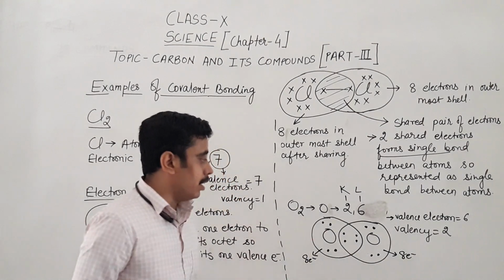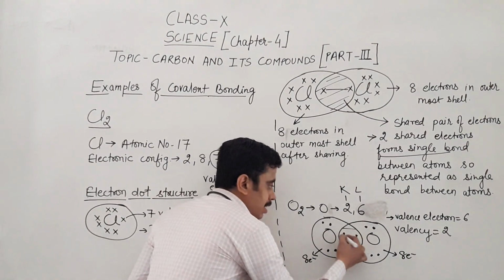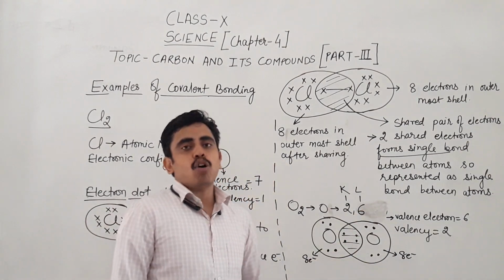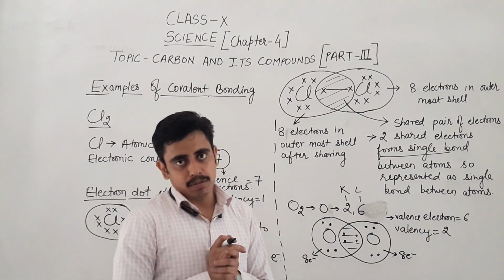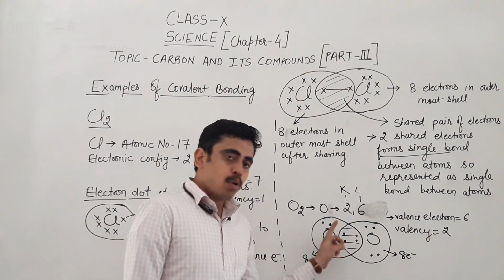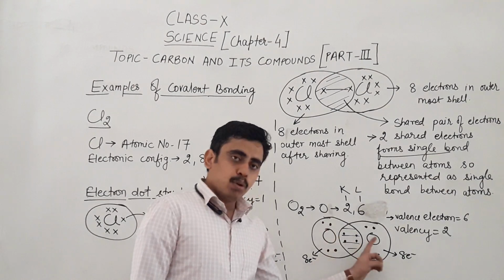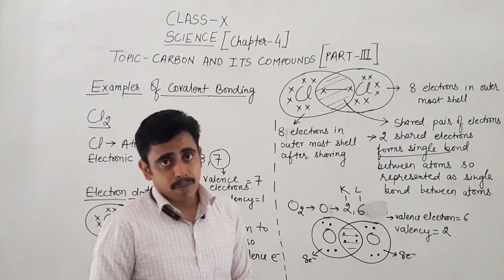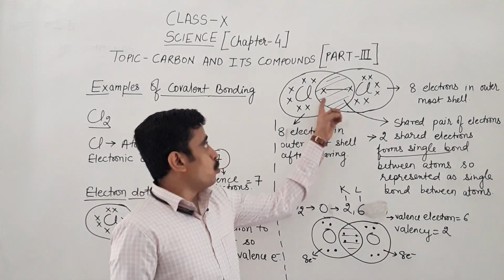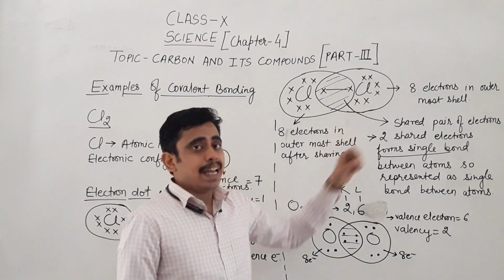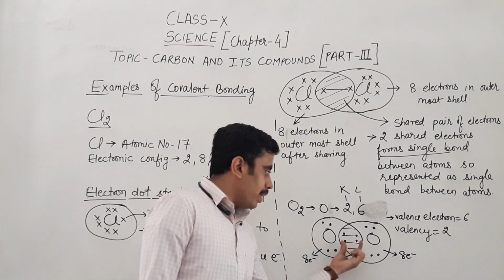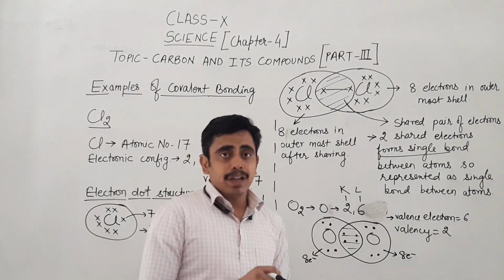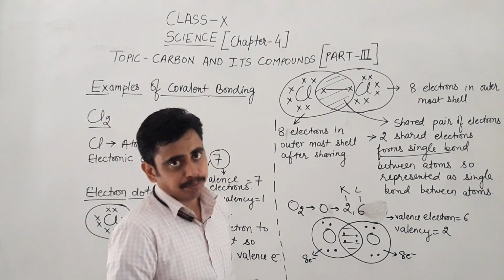Now the common circle, this common part between both the atoms, contains the shared pairs of electrons. Now you can see there are 4 electrons shared between both the atoms. That's why they form 2 bonds. I can repeat, if 2 electrons are shared between the atoms, it forms a single bond. If 4 electrons are shared between the atoms, they form 2 single bonds, that is a double bond.